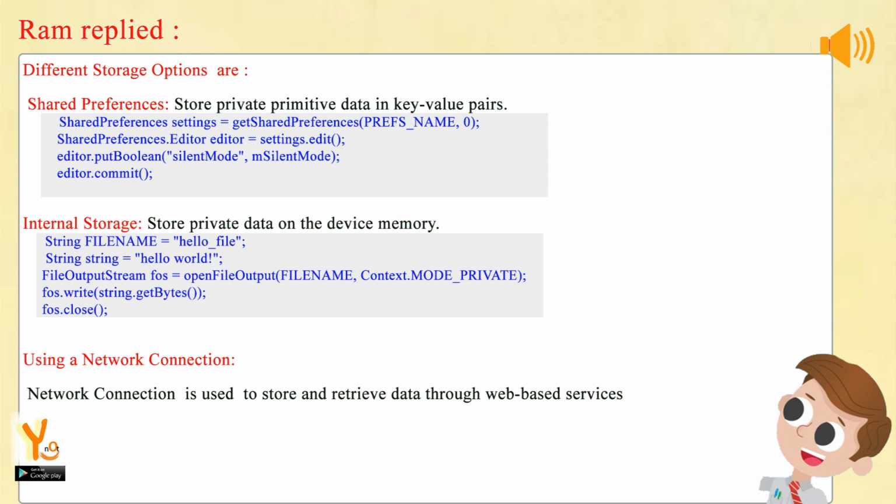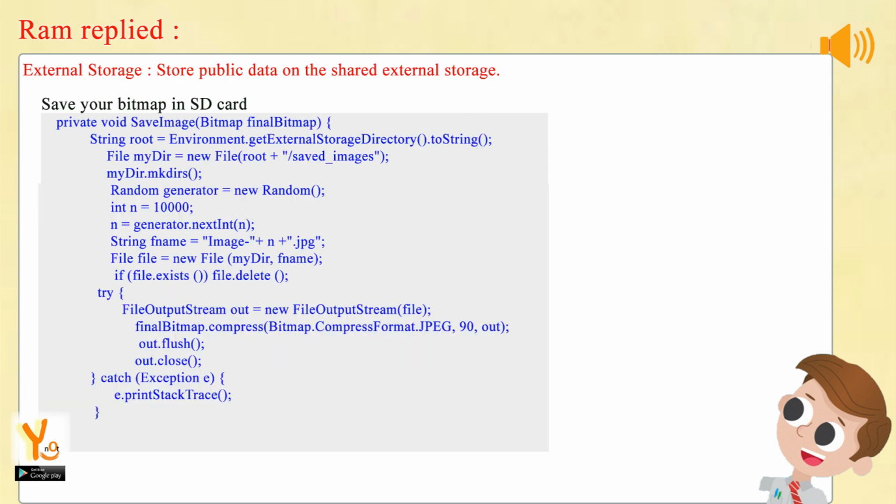Different storage options are: shared preferences, store private primitive data in key value pairs. Below is example. Internal storage, store private data on the device memory. Below is example. Network connection, store data on the web with your own network server.